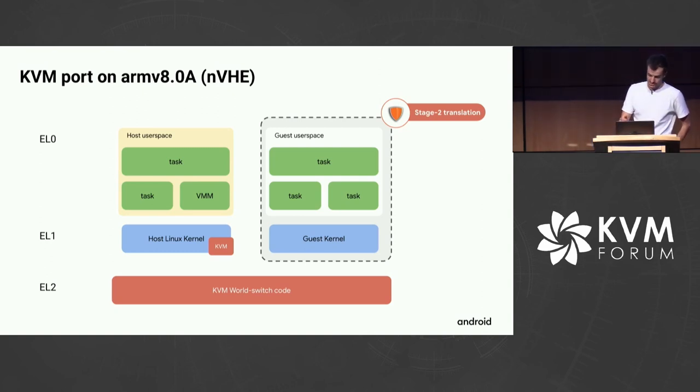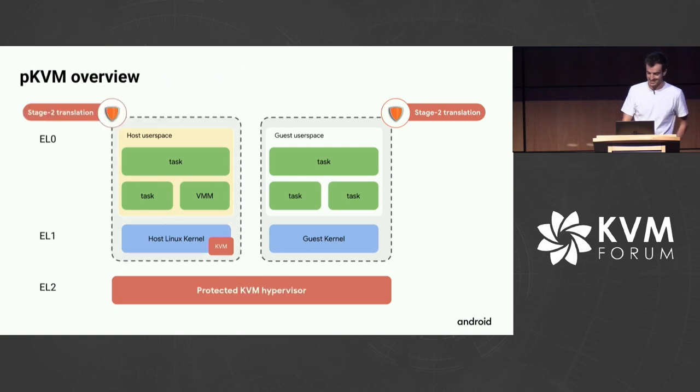With PKVM, we are basically using this somewhat unusual setup to our advantage. We're extending the EL2 component that sits at the bottom of the picture here, making this hypervisor code a little bit smarter, and giving it the ability to enable the stage 2 translation even when the host is running. This puts the hypervisor in a position to enforce access control restrictions to arbitrary pages in the system. Thanks to this, it can prevent the host kernel from accessing guest memory or hypervisor memory.